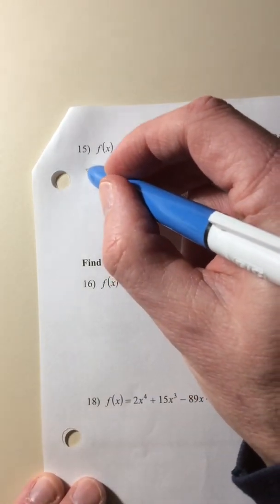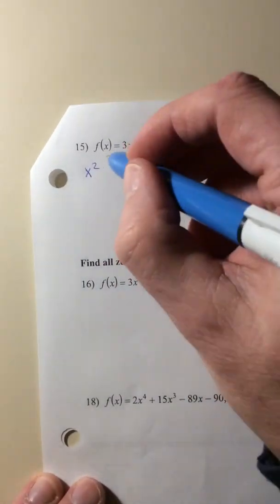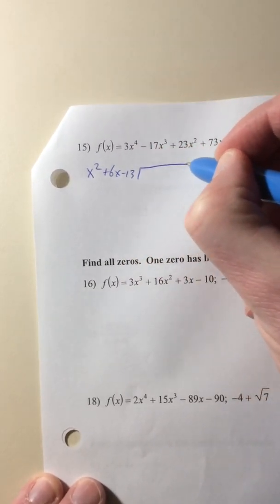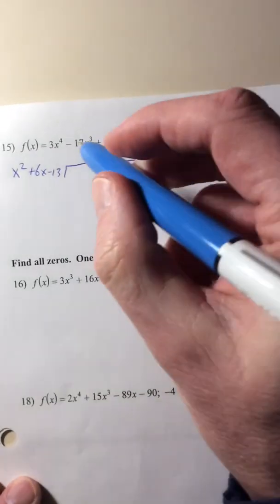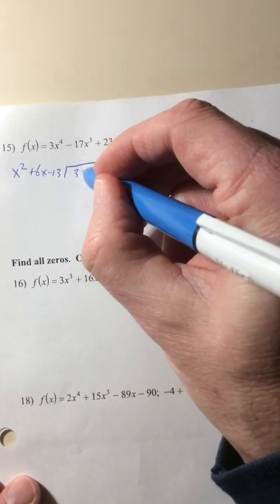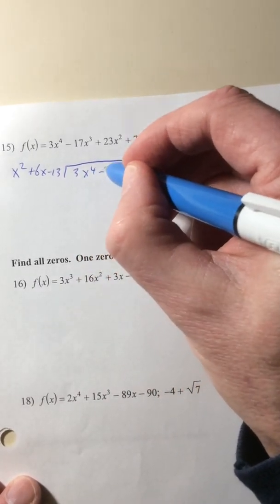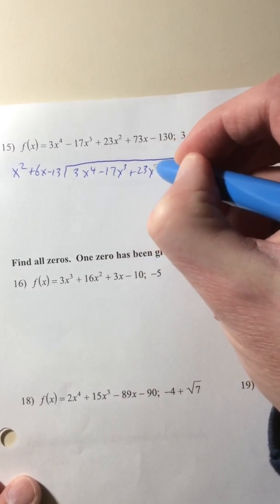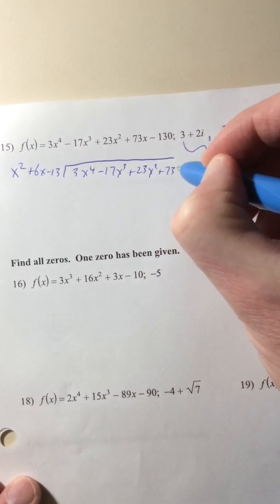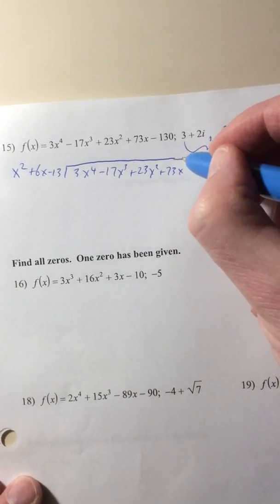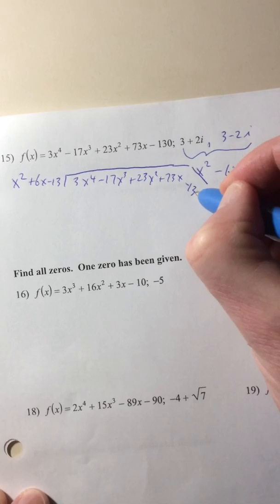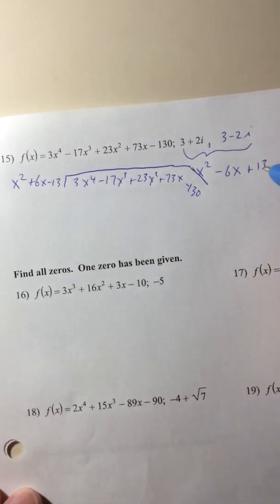We're going to divide that into that thing right there: 3x to the fourth minus 17x cubed plus 23x squared plus 73x minus 130. We'll just do the best we can.